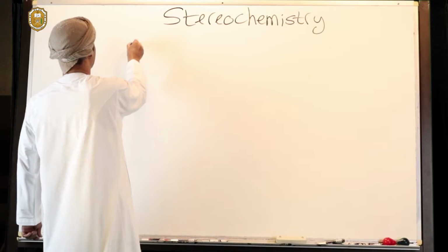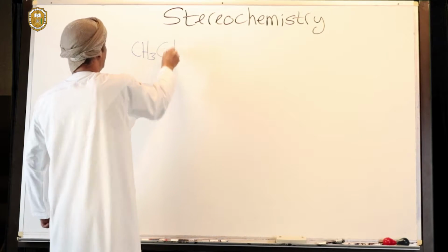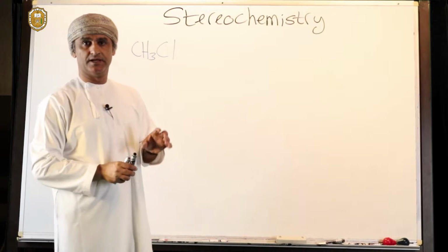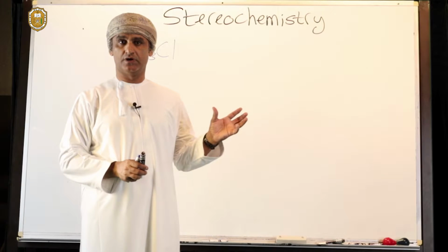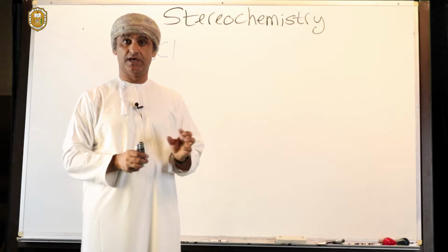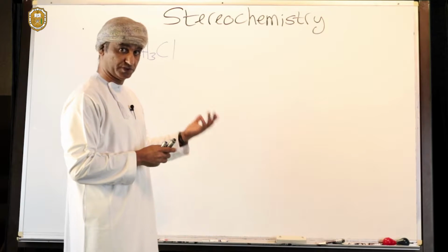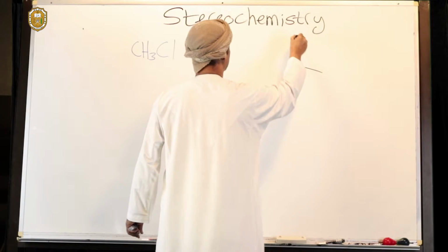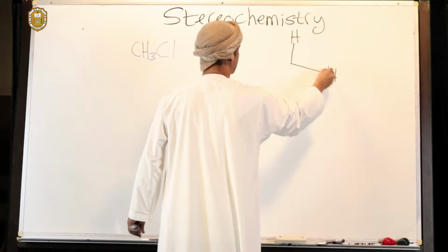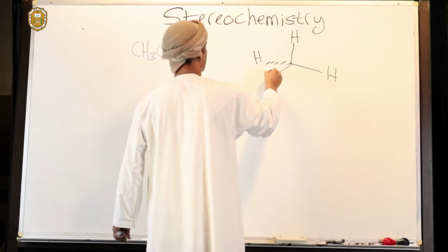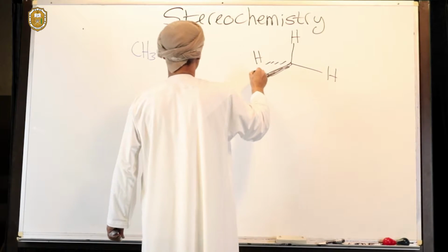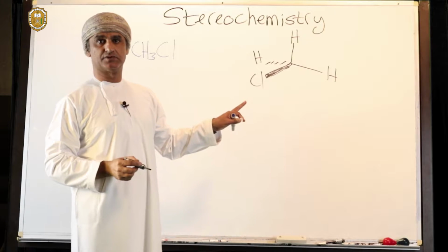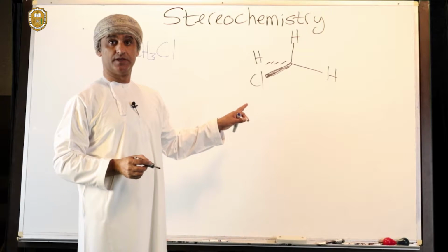chloromethane, CH3Cl. Now, if you want to draw a structure for chloromethane in a three-dimensional way, we can obtain something like this. So CH, and here H, for example, that's H, and this is Cl. So this is one possible tetrahedral drawing of chloromethane.